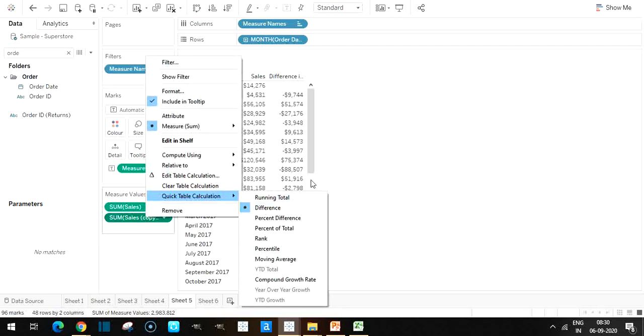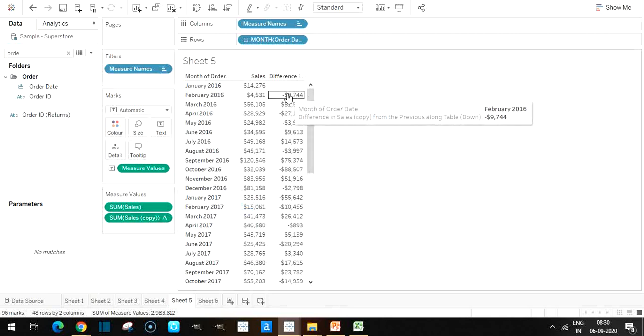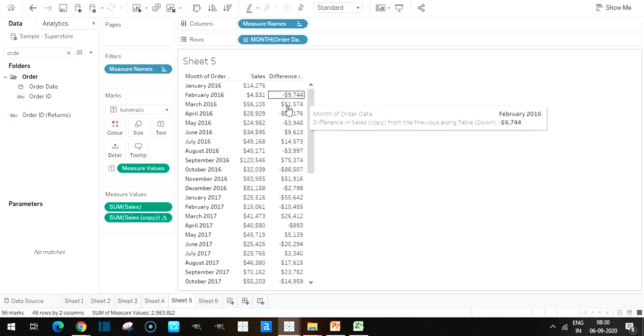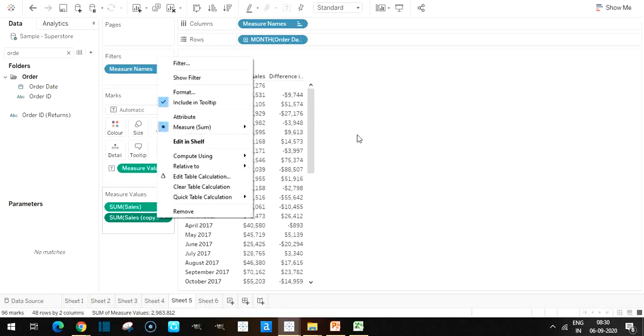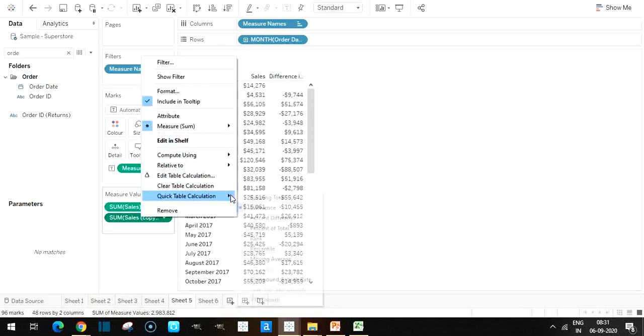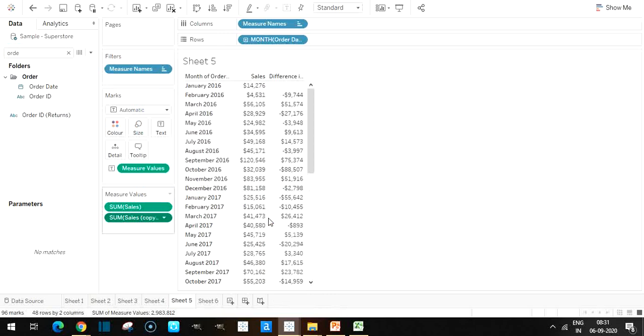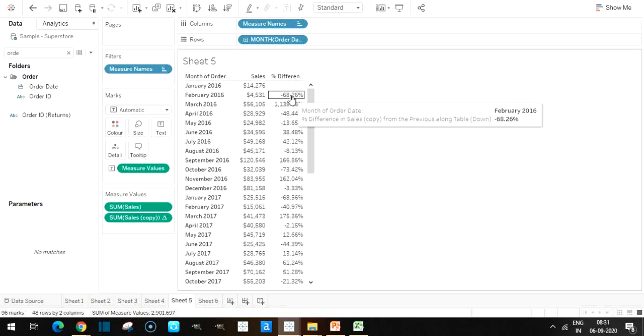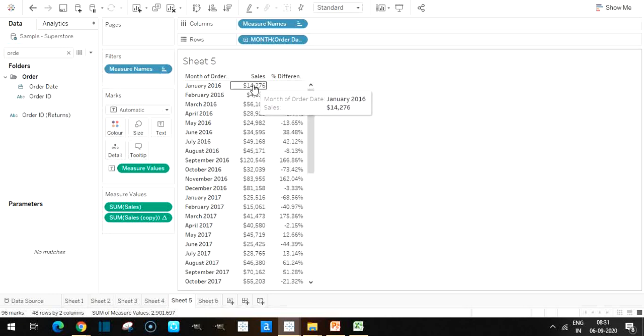Now this is the absolute number difference, so I'm getting an absolute number. If I say what is the difference between 4531 minus 14,000, the difference is 9,000. But when I say in terms of percent, can you tell me what this negative 9,000 is from the previous sales? It's very simple. When you want to look at the same thing in terms of percentage, you select percentage difference. So this is 68% down from the previous sales. From the January sales, February sales is 68% down.